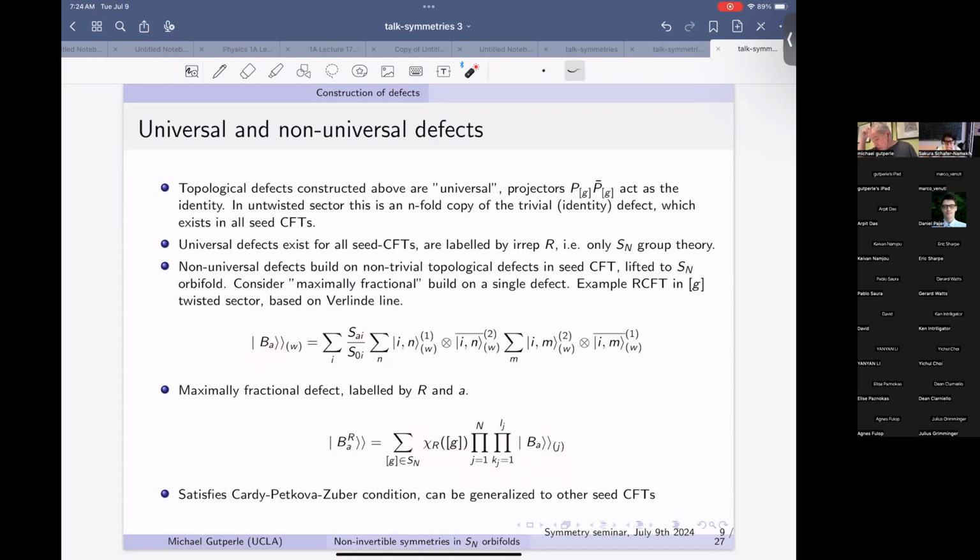It has been shown that this construction satisfies the Cardy-Petkova-Zuber condition, and therefore defines a consistent defect, which combines the defect in the seed CFT with the idea of taking the group theory data to make a defect. Now, one could also say there are probably more complicated, more general constructions, but these have not really been worked out for defects in the CFT.